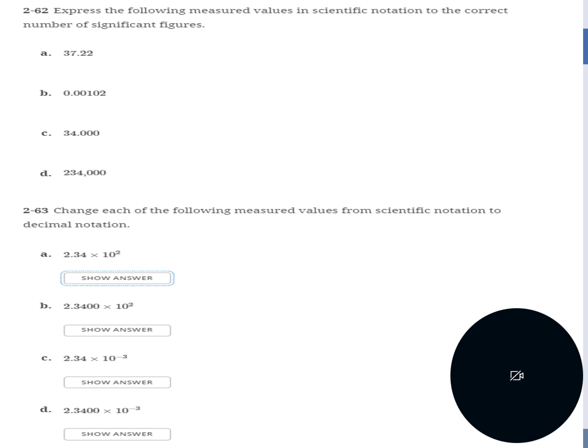Just going to practice these just a little bit. Converting numbers into scientific notation with the correct number of significant figures. So move this decimal over 1 time. This is going to be 3.722 times 10 to the 1. This time I'm moving it the other way, so it's going to be 1.02 times 10 to the -3. This one just moved over 1 time. It's going to be 3.4000. I included all those zeros because they're significant, times 10 to the 1.